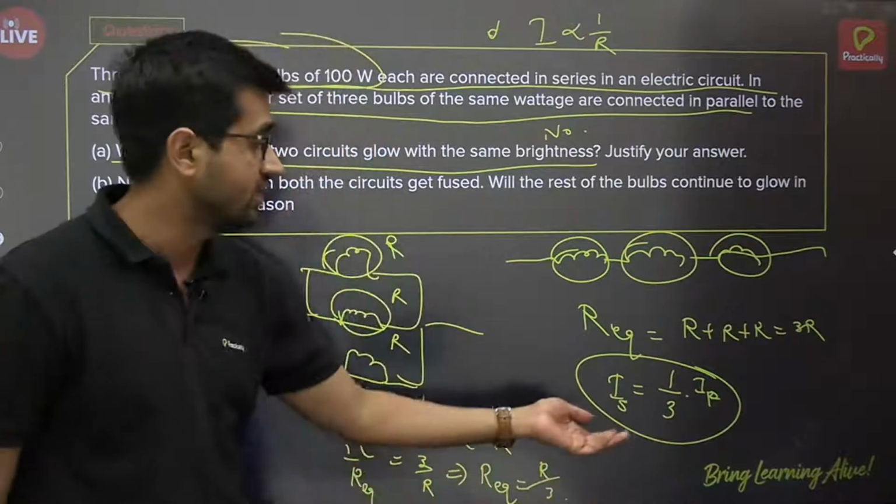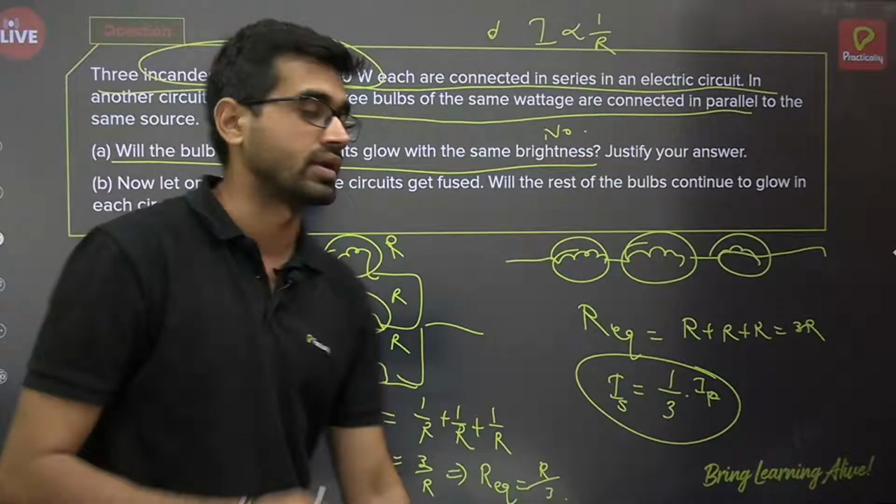So I in series will be 1 by 3 of the I in parallel, the parallel current divided by 3, because series will be lesser current, okay.